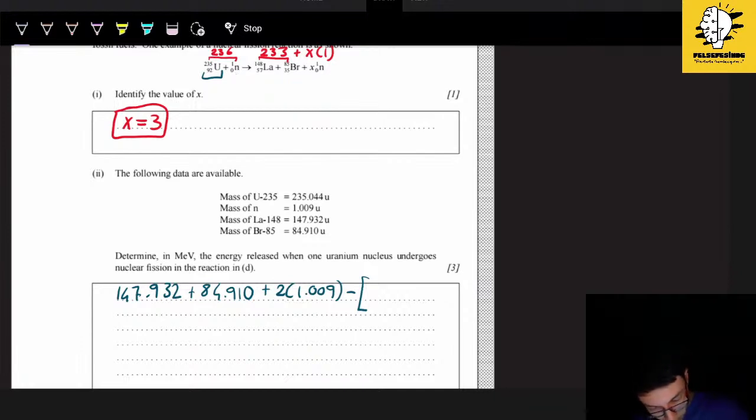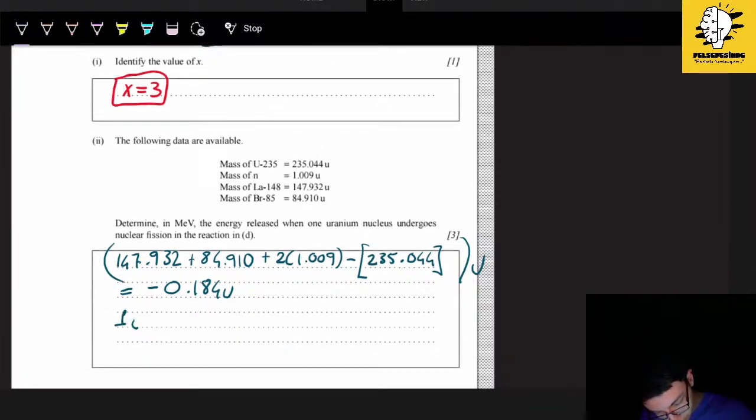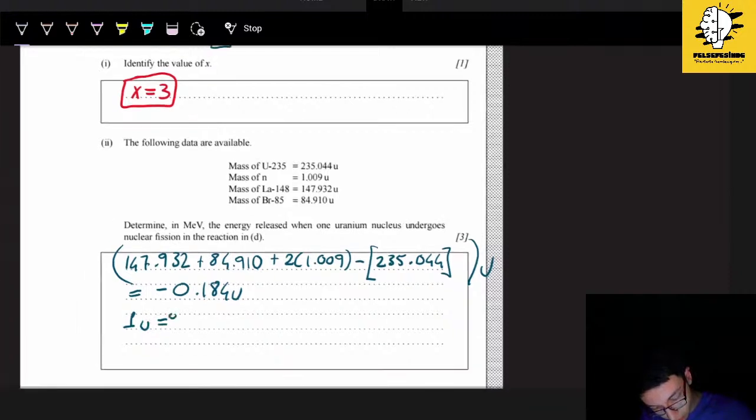For uranium we have minus 235.044, and it was equal to, I guess, Burak, 0.184. Okay, U. Those are all in U, by the way. Atomic mass unit. And we have the conversion: 1 U is equal to 931.5, right?